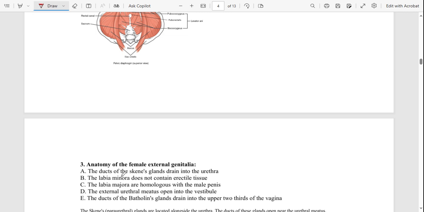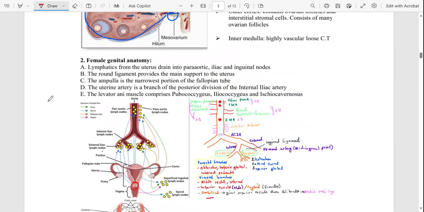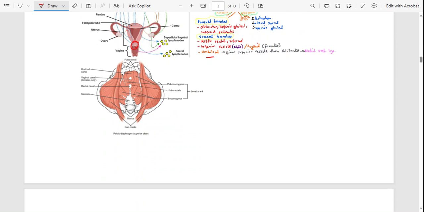A. The ducts of the skene's gland drain into the urethra. The labia minora does not contain. So the answer for question 2 is A. So the lymphatics from the uterus can go into the para-aortic, iliac, and inguinal nodes.